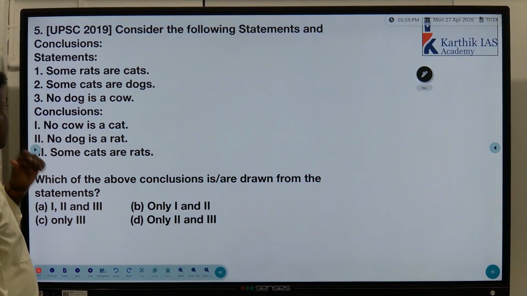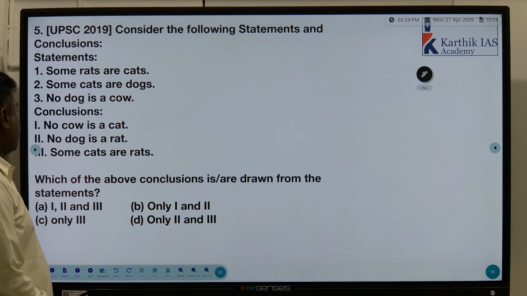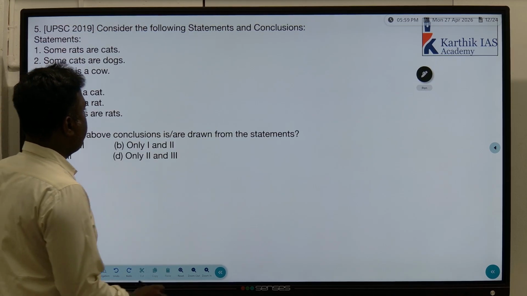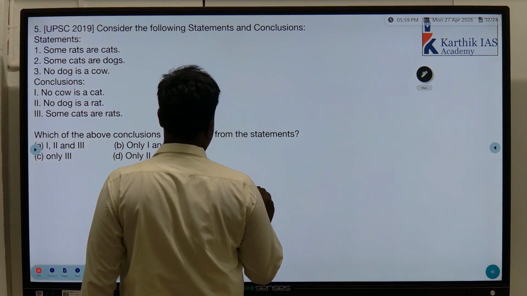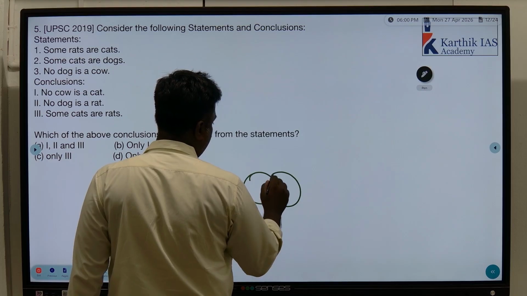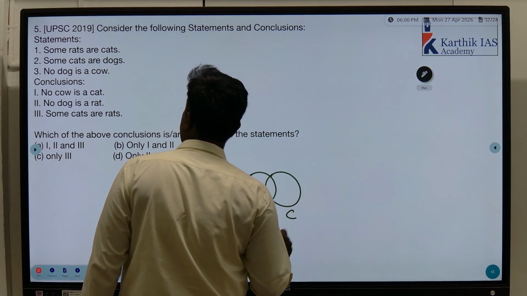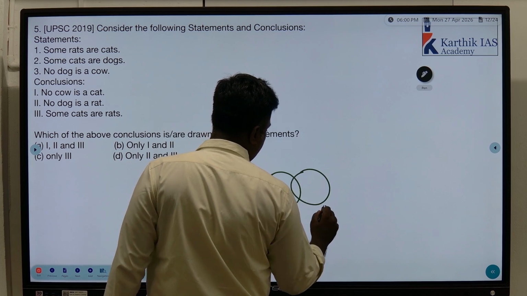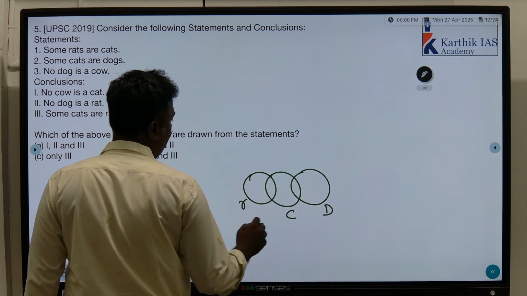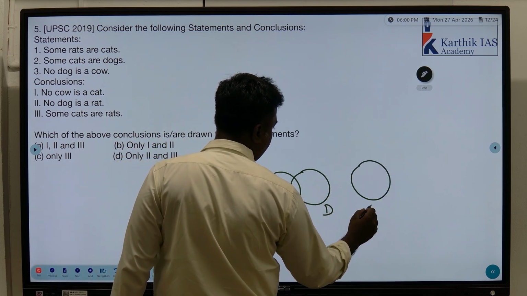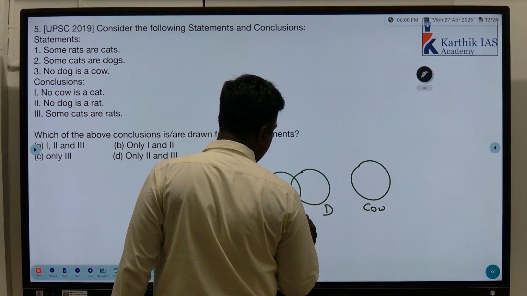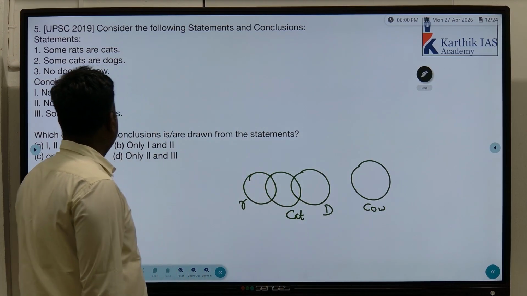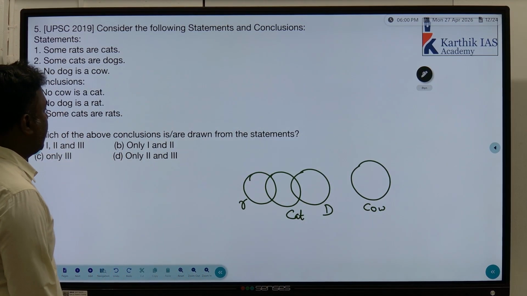Understand? Some rats are cats, some cats are dogs. No cat is a cow, no dog is a cow. We'll draw the diagram. Some rats are cats. Rat, cat. Some cats are dogs. D. No dog is a cow. So here it is COW, here it is CAT. Don't get confused with that. No cow is a cat.